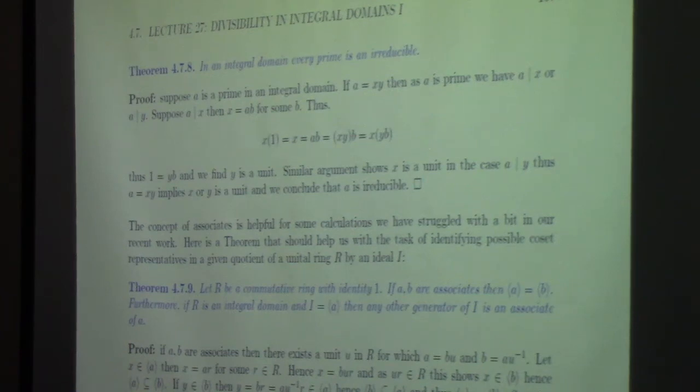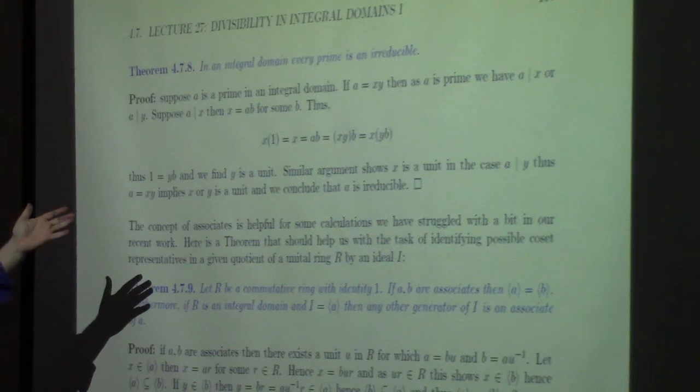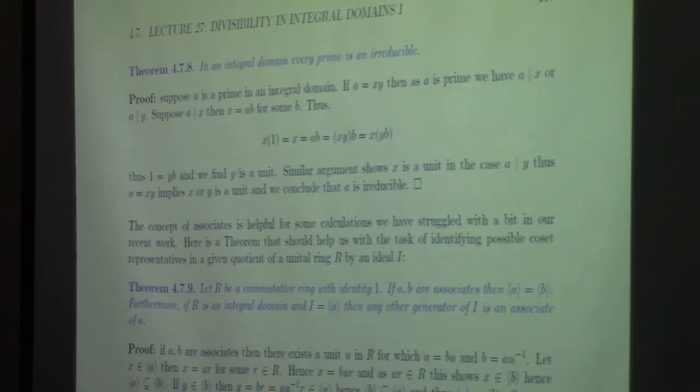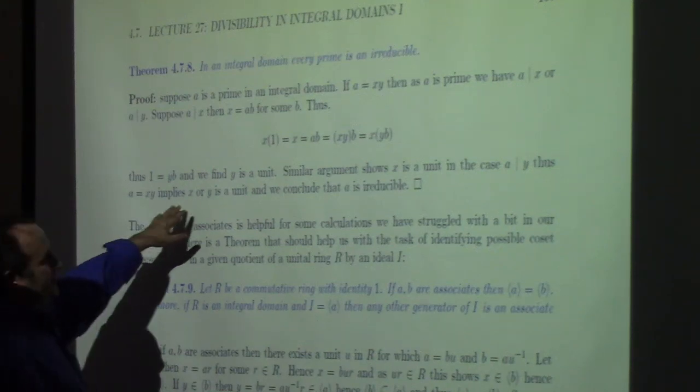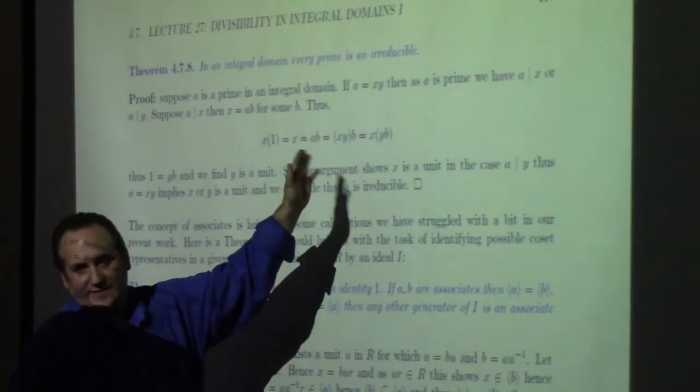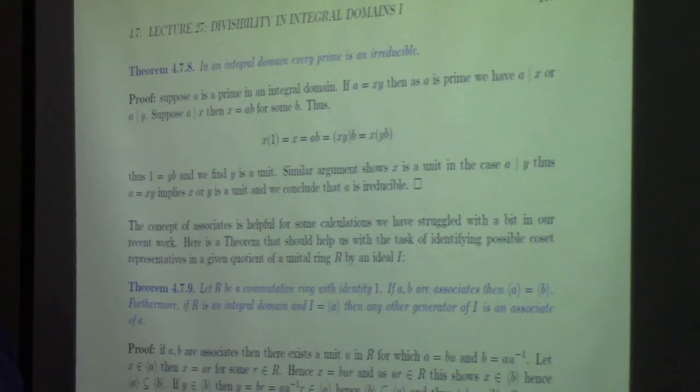And so we just took an arbitrary factorization of a, and we proved that one of the factors has to be a unit. That proves that a is irreducible, because if you have a factoring of it, it has to have a unit in the factoring, right? And that's half of the argument. If a divides y, then a similar argument works for y. Okay, so that's good to know.